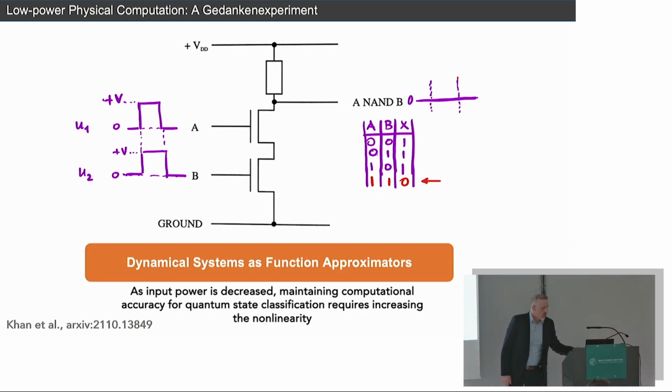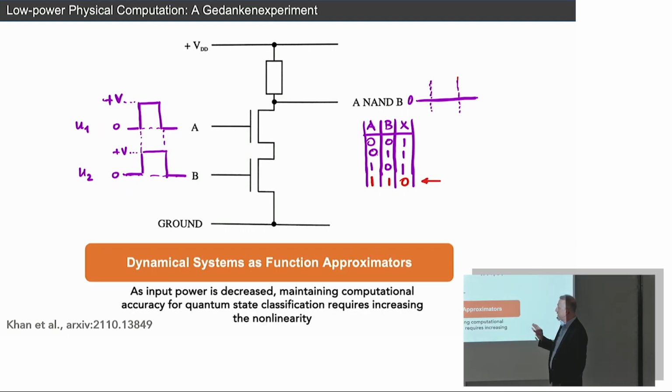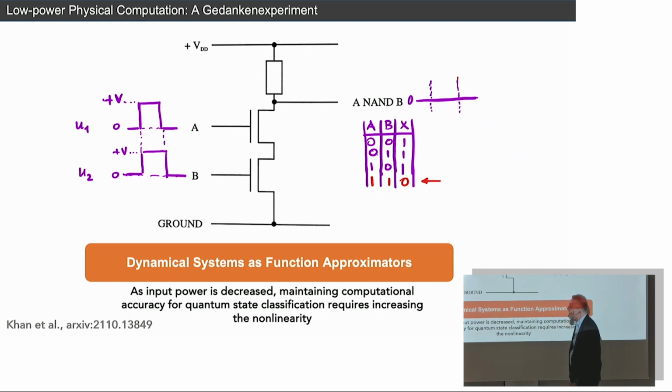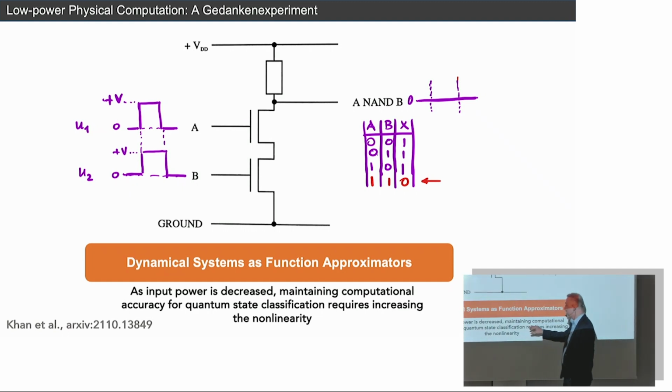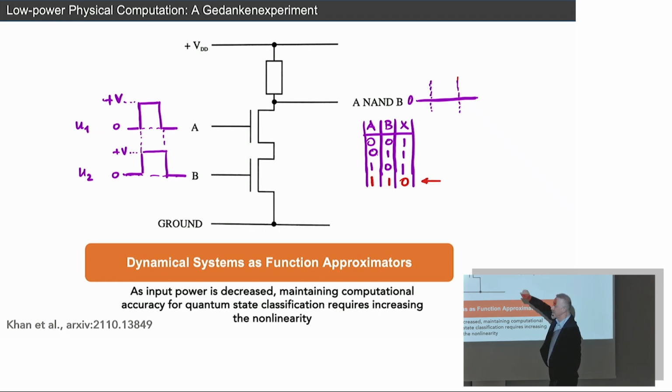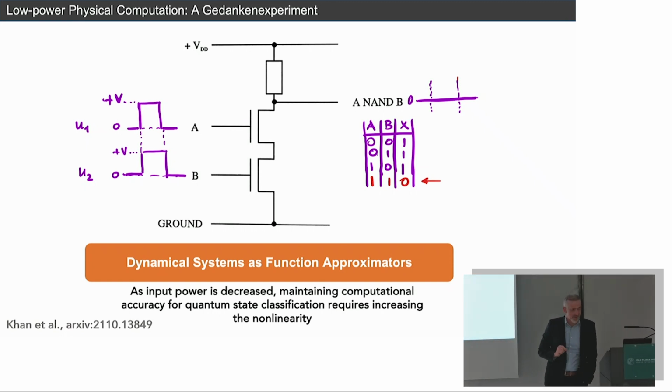Now I want to claim that if you take a different perspective and think of this as a dynamical system that tries to approximate this function on this stimulus, you can show that when input power is decreased, maintaining computational accuracy for this function requires increasing the nonlinearity of the individual elements here with a certain power law depending on the power in the pulses.